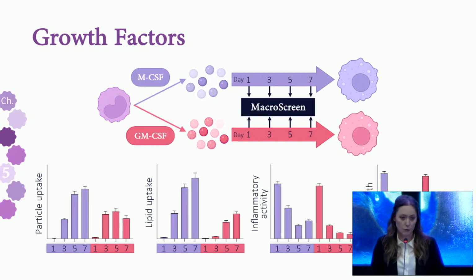Comparing MCSF to GM-CSF, we found that in MCSF macrophages, particle uptake and lipid uptake were higher compared to the GM-CSF macrophages. Also, looking at the changes over time, we found that monocytes had a higher inflammatory activity and higher susceptibility to cell death compared to macrophages.